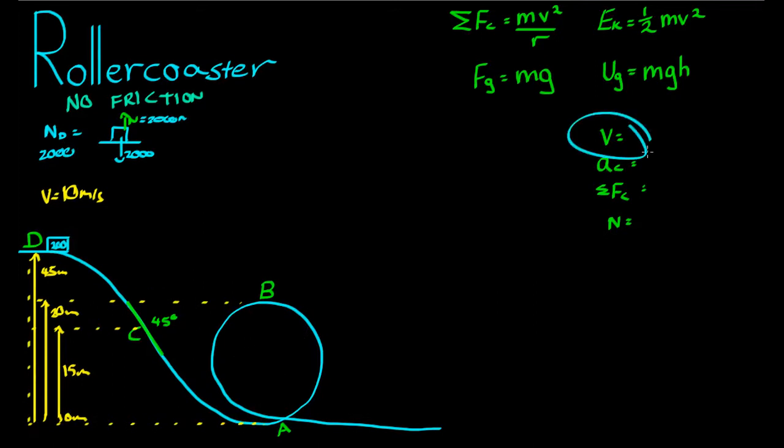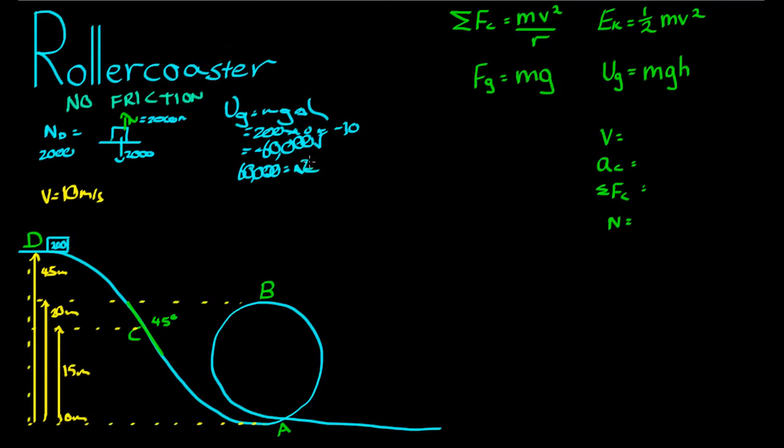Let's now find the speed at C. How much height has it lost? It's gone down from 45 meters to 15 meters. So the change in gravitational potential, mg delta h, that's 200 times 10 times negative 30, which comes to negative 60,000. So it's lost 60,000 joules of gravitational potential energy. Since this is a no-friction roller coaster, it's gained 60,000 joules of kinetic energy. So that's equal to the change in kinetic energy.